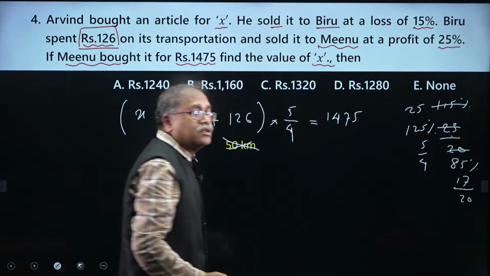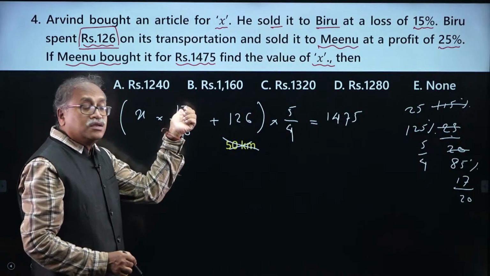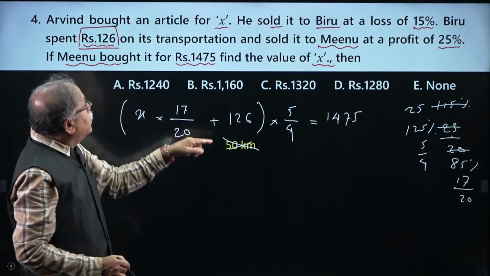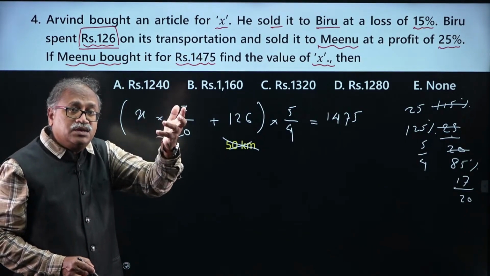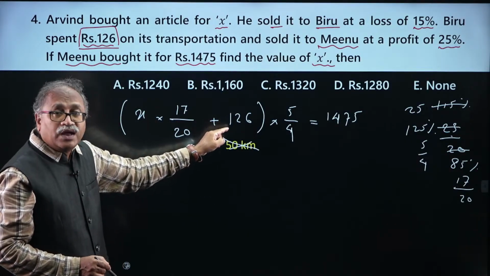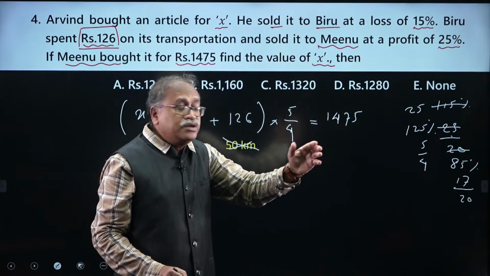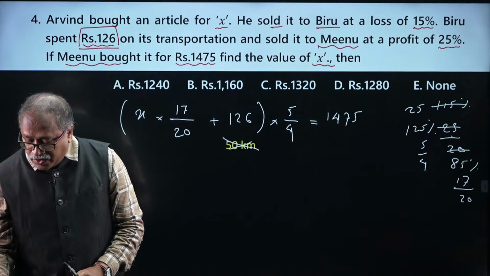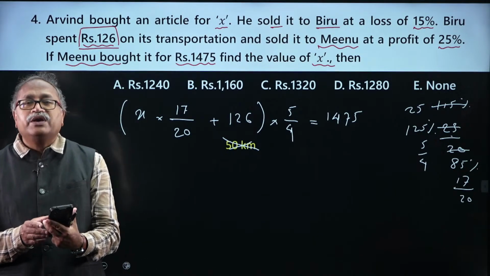This is the equation directly given to us, but you have to take a little care here that there is a loss of 15%. So, therefore, 85/100, 17/20, and he spends rupees 126 in transportation, then he sells. So, in this addition, there is a small twist here. After adding this value, then you add the 25% profit, that is 125%, which is 5/4, and that gives the selling price. From here onwards, I am sure some of you will be able to answer the question.